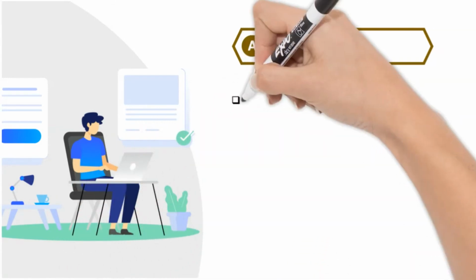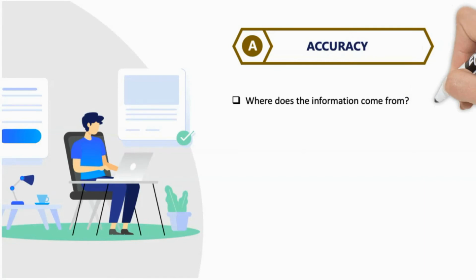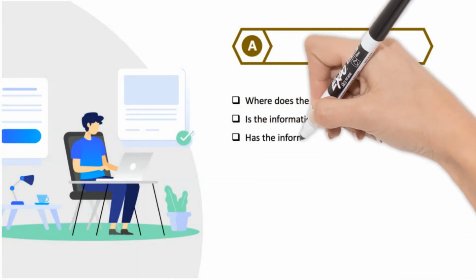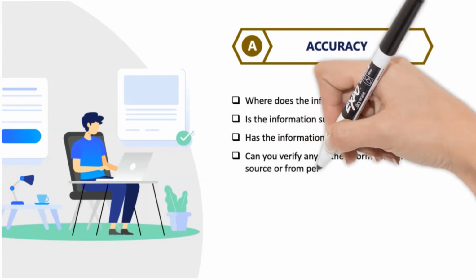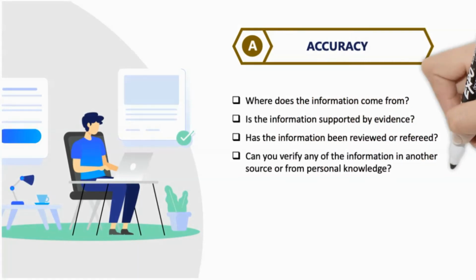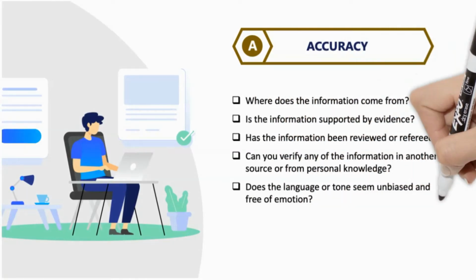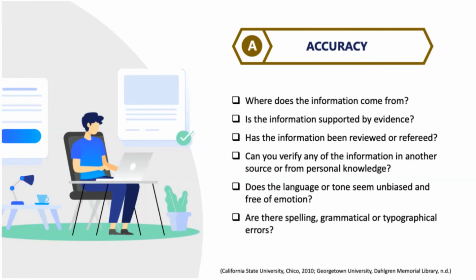The second A of the CRAAP test is accuracy, which relates to the reliability, truthfulness, and correctness of the content. Where is the information coming from? Is this a primary source or a secondary source? Is the information supported by evidence? Has the information been peer-reviewed or refereed? Are we able to verify the information in another source or from personal knowledge? Is the overall tone of the information presented unbiased? And as part of accuracy, is the information presented in a professional manner, free from spelling, grammatical, or typographical errors?